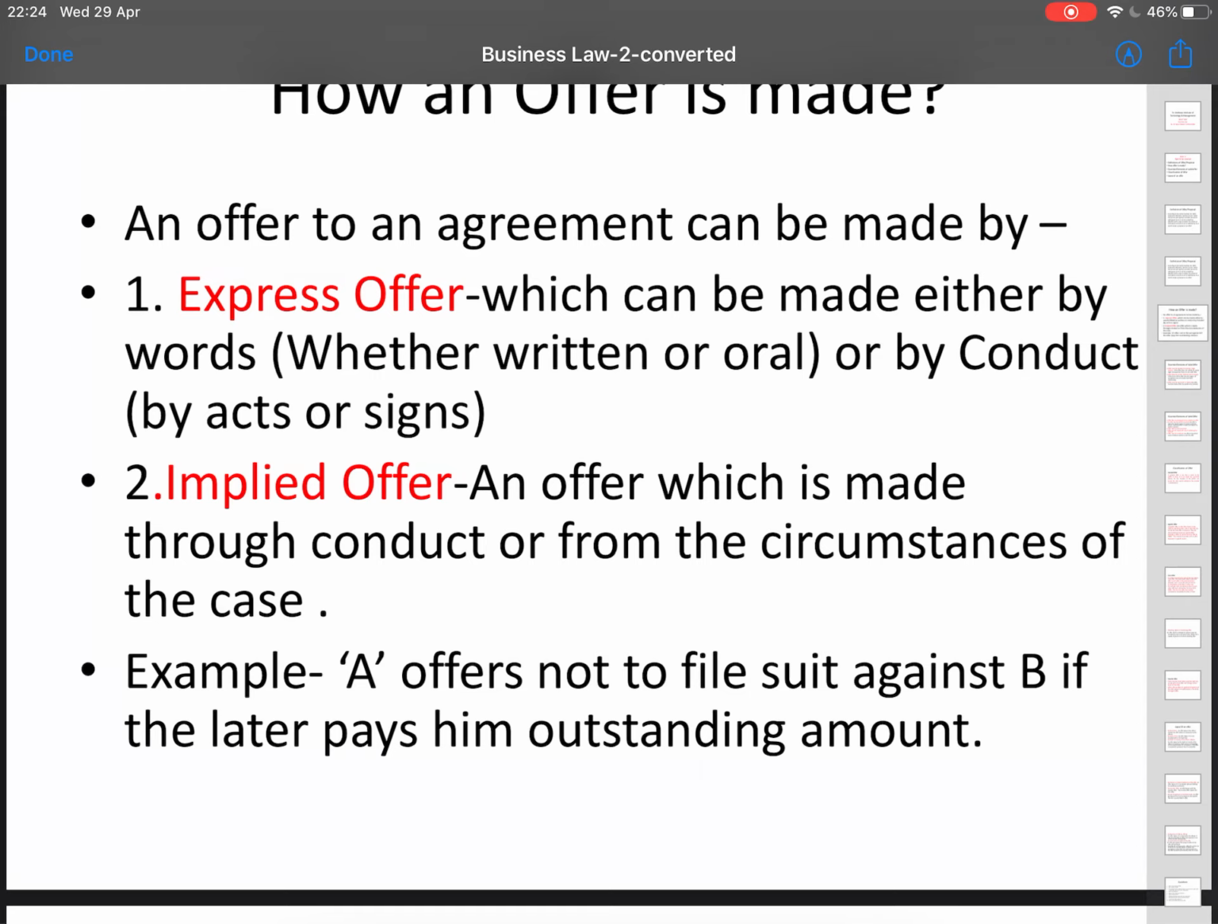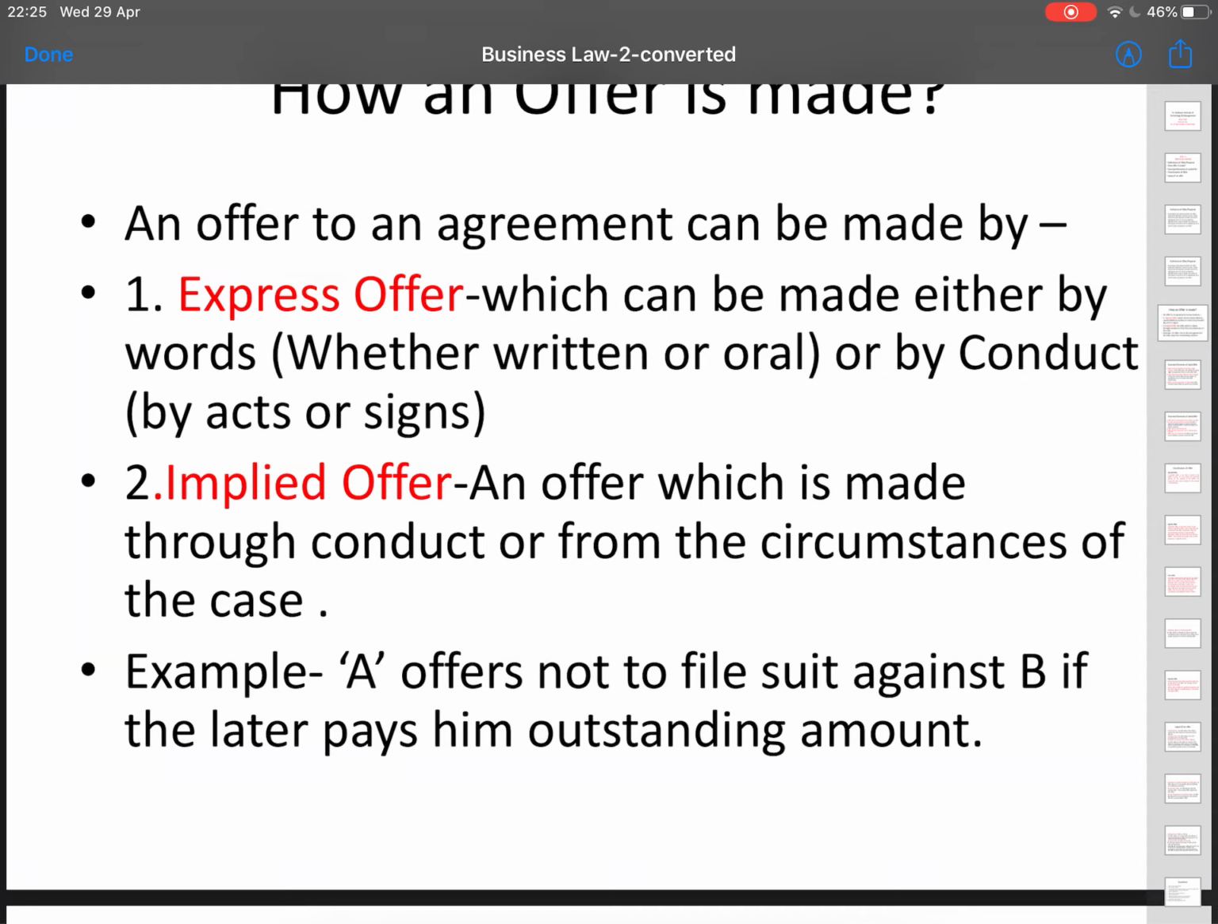The second example of implied offer is A owns a motorboat for taking people from Mumbai to Goa. The boat is in the water at the Gateway of India. This is an offer by conduct to take passengers from Mumbai to Goa. So, he need not speak or call for passengers. The very fact that he is standing at the Gateway of India in the water is an implied offer for the passengers.